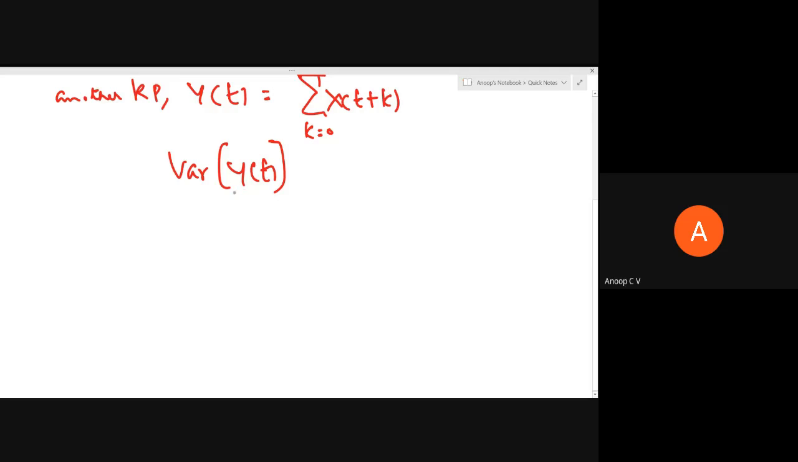Right. So now, the variance of y of t is what we have to find out. So we'll just note down what is given.